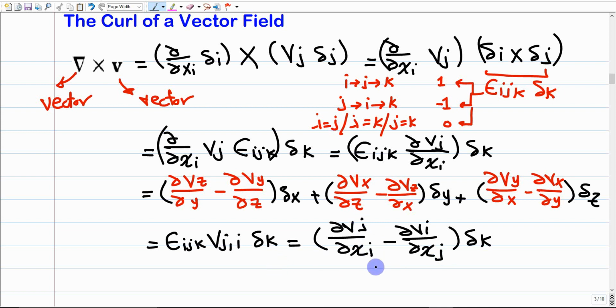So this is another compact form. But in case you decided to get rid of the permutation parameter epsilon, you should have these two terms subtracted in this form, multiplied times delta k, and this is the expanded form of the curl of a vector. Make sense? So, for this one, let us consider this example here.